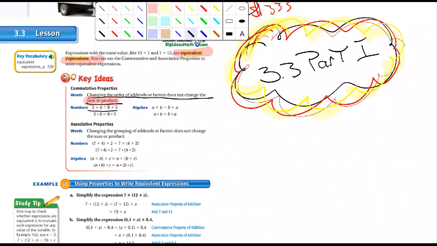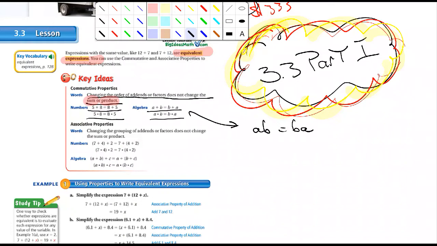So look at the two examples they have here. 5 plus 8 equals 8 plus 5. a plus b equals b plus a. And then 5 times 8 is the same thing as 8 times 5. Okay, and a times b is the same thing as b times a. I could also write this as ab equals ba. That means the same thing as multiplying them together.